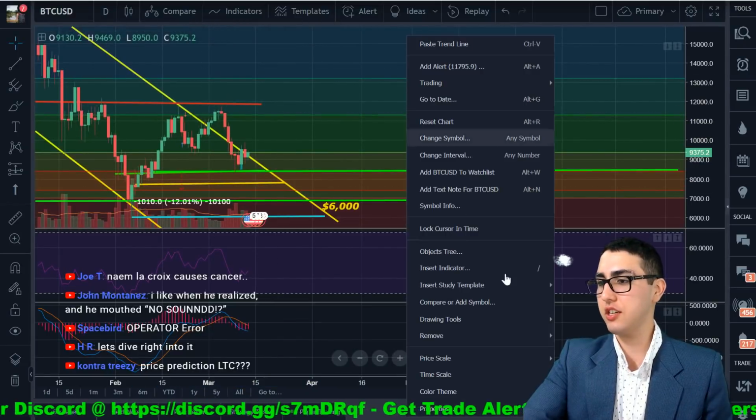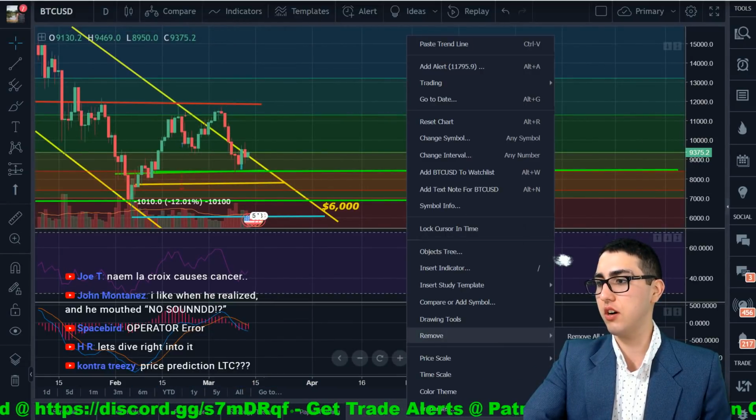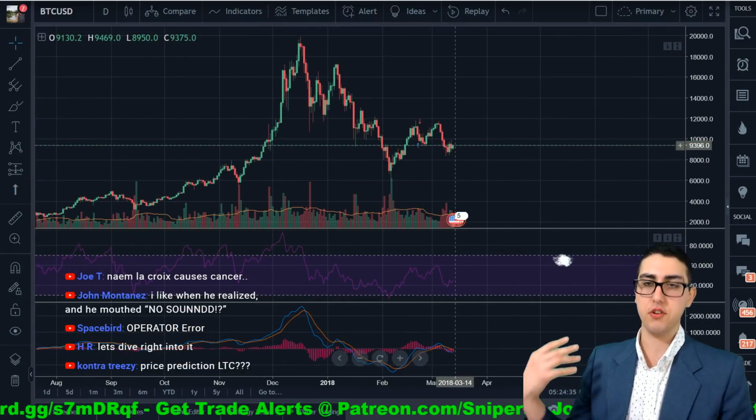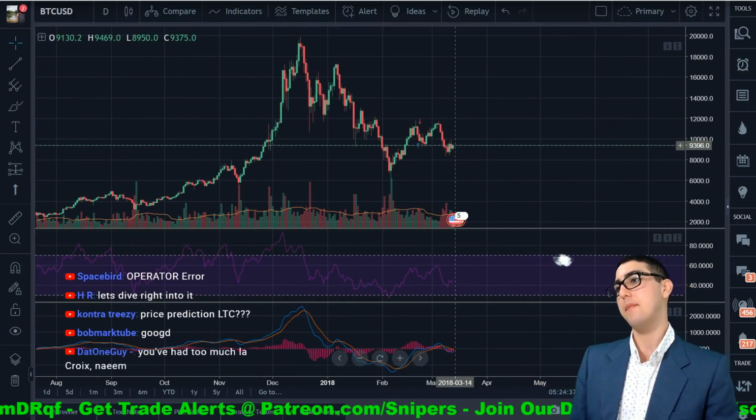horizontal channel. I'll actually clear out this chart here. We'll redraw most of this stuff just so we can have a better view, especially if you're new to trading and new to charting. I'll kind of help you out a little bit.